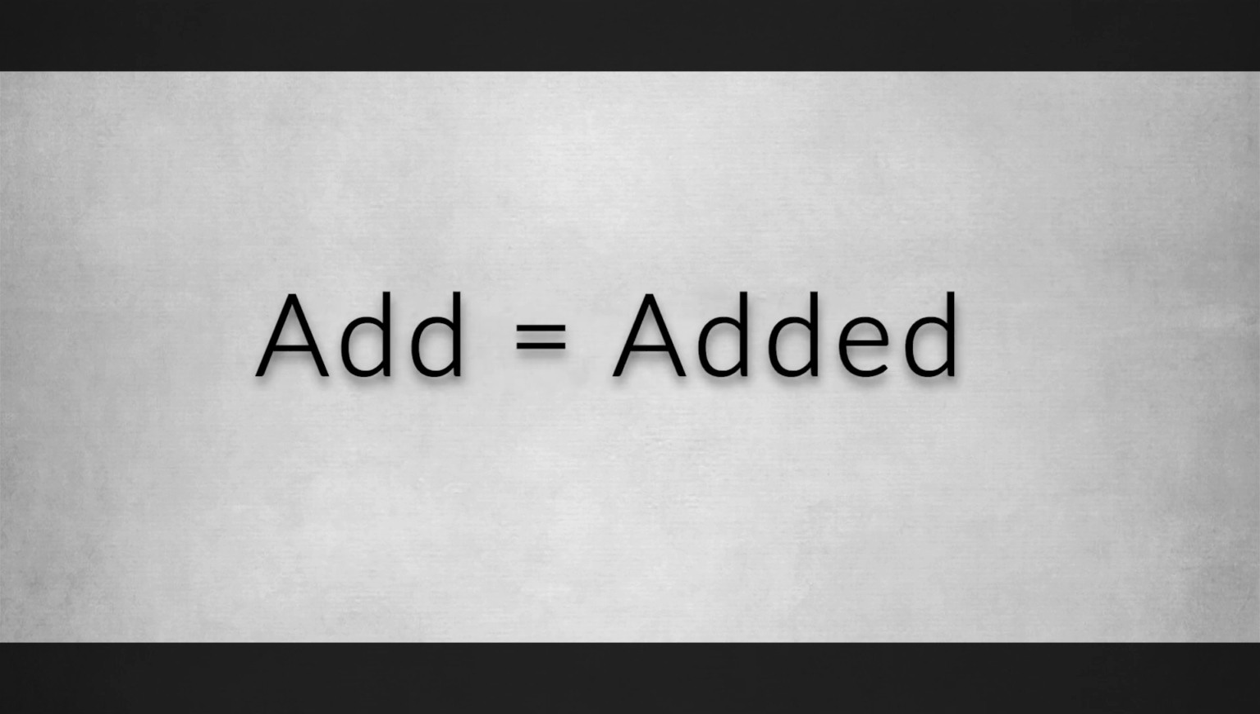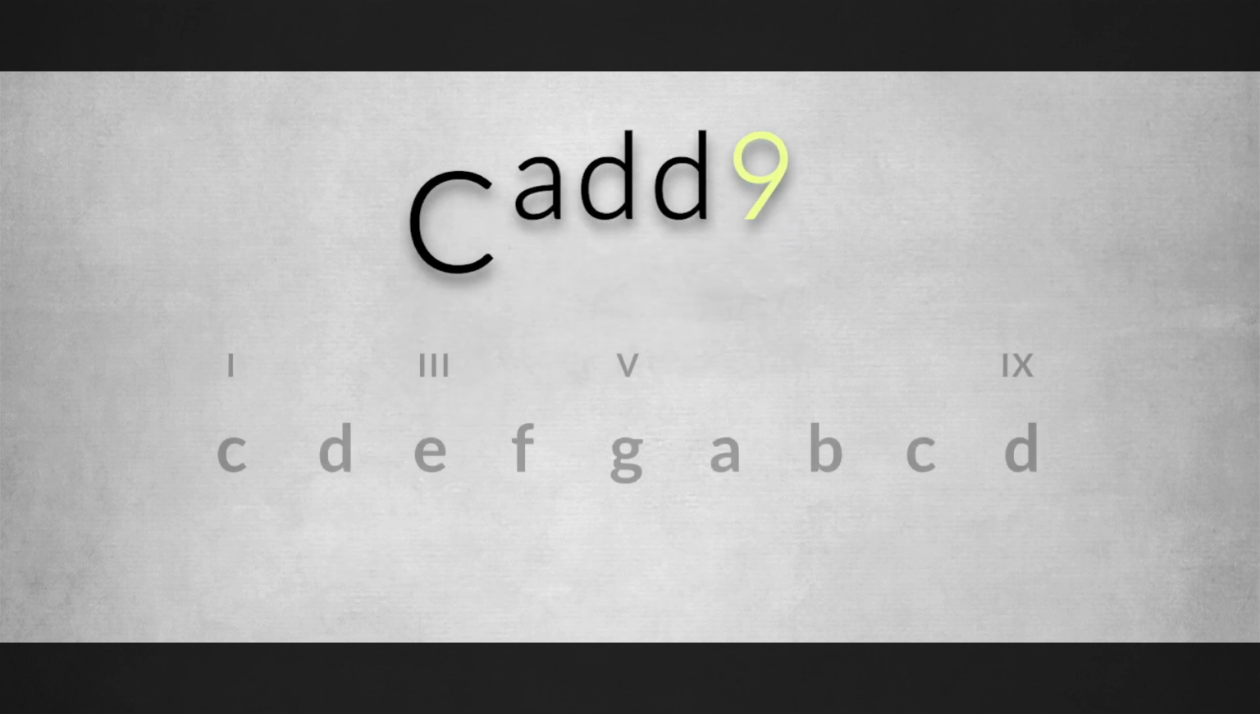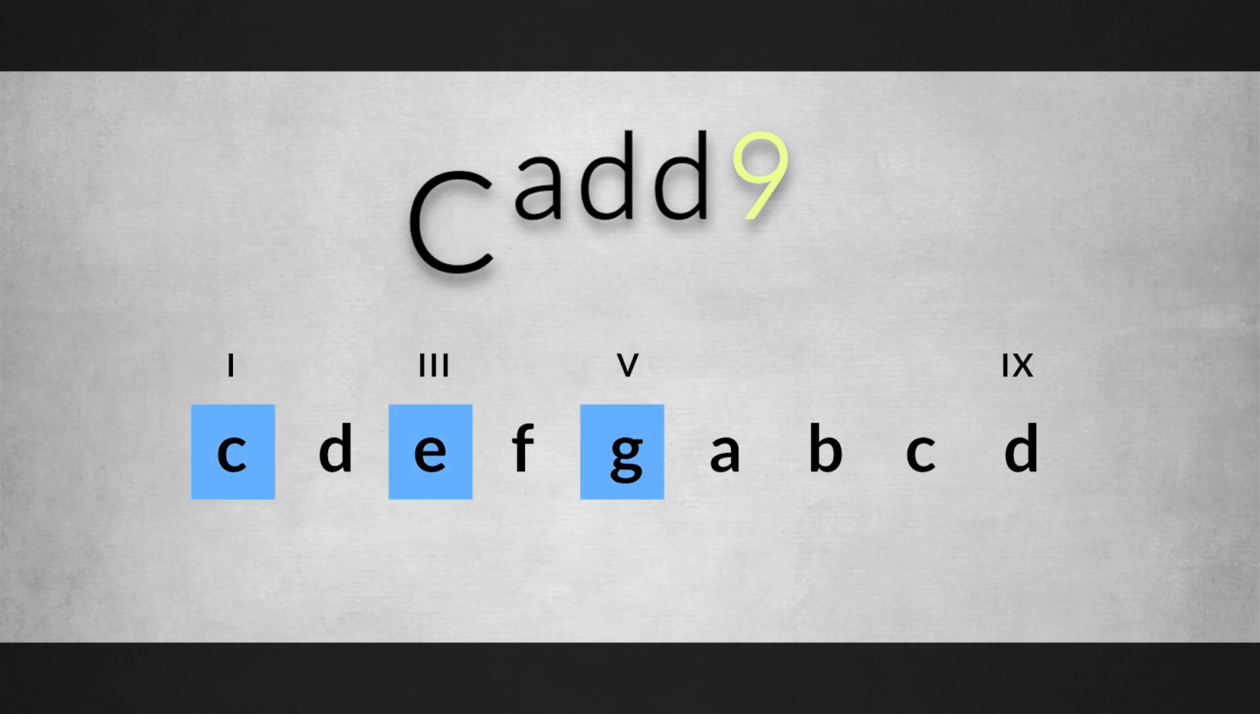The abbreviation add stands for added. So what it means is that something is added to the chord that is notated in front of the abbreviation. So C added 9 means that you should play a C major chord and add the 9th note of the C major scale to this C major chord. Now the C major chord, built from the root C, the major 3rd E and the 5th G, is now enriched with the addition of the 9th, the note D.